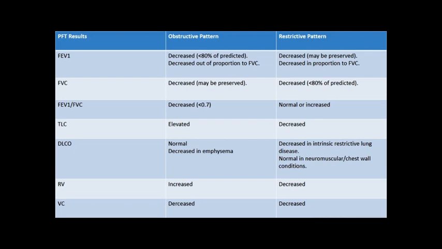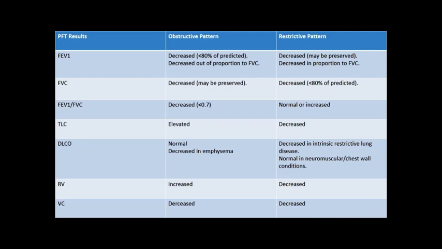If the DLCO is normal, you suspect that the lung tissue is normal and the problem is outside of the lungs, in the chest wall: any neuromuscular problem, any chest wall condition, scoliosis, or rib fracture, or something that produces a restriction to respiration. The residual volume is increased when there is air entrapment, as in obstructive disease, and is decreased as all of the volumes and capacities are decreased in the restrictive pattern.